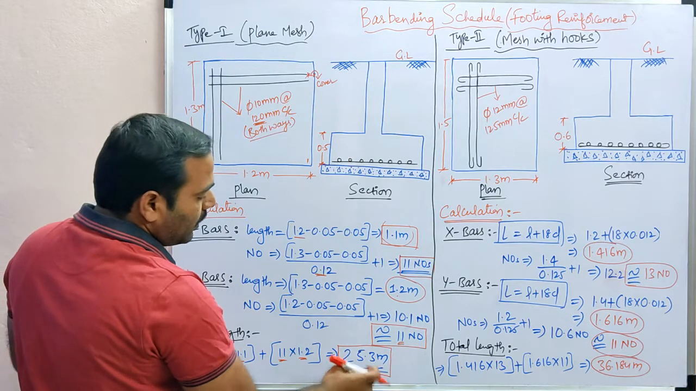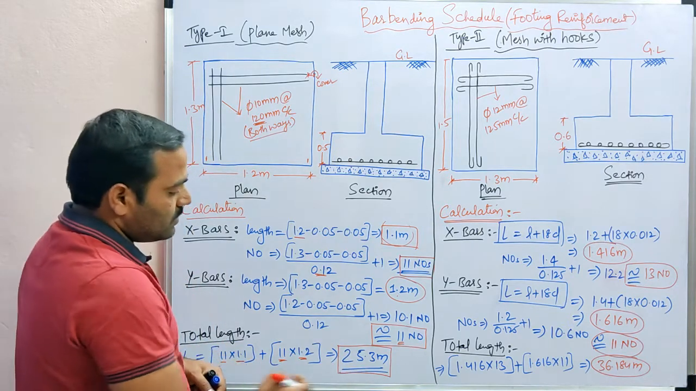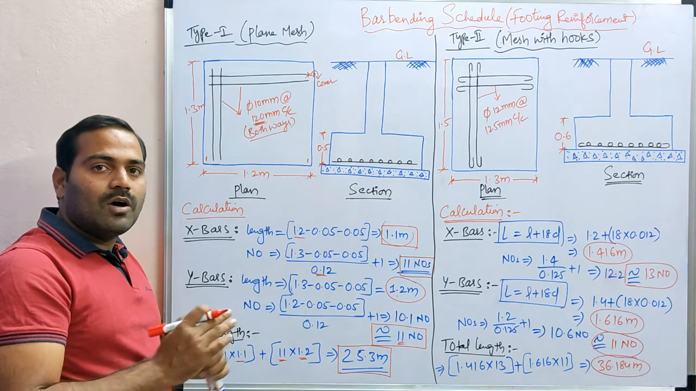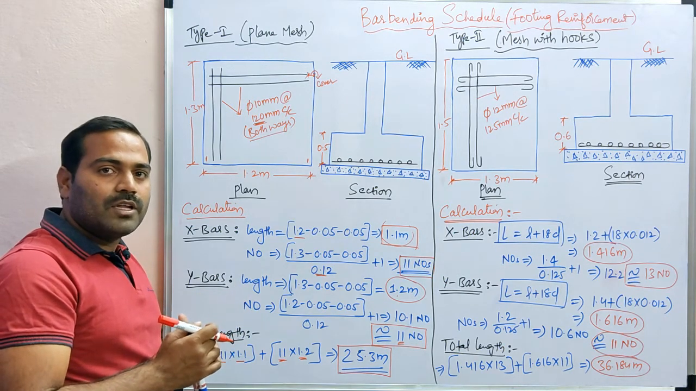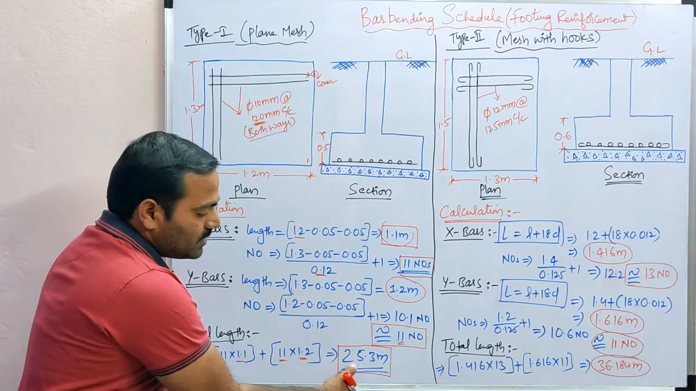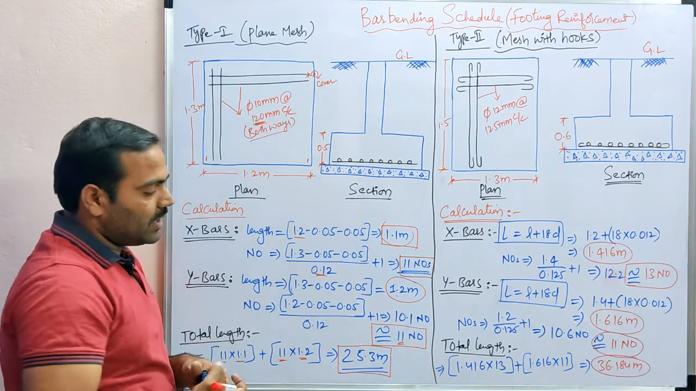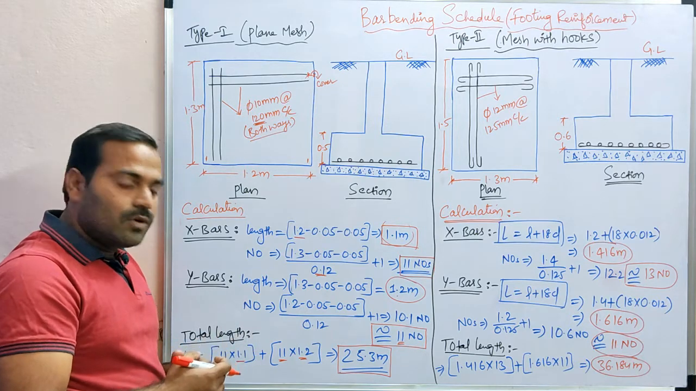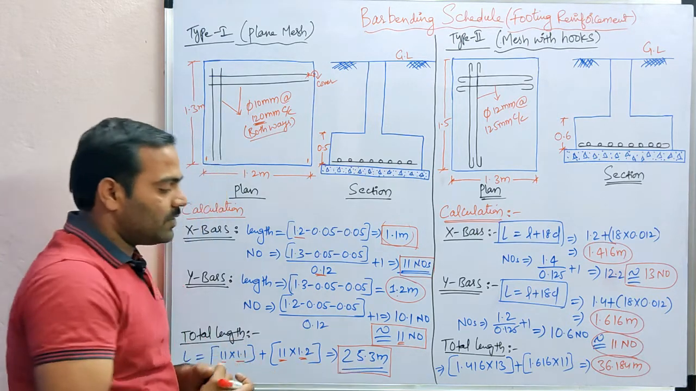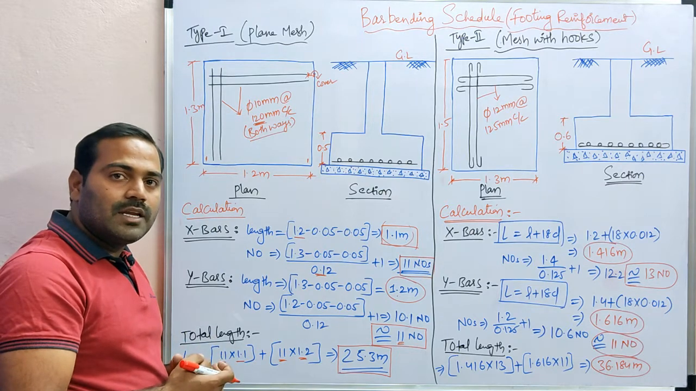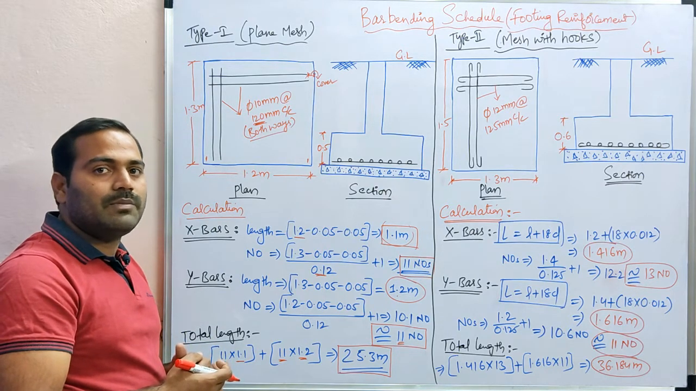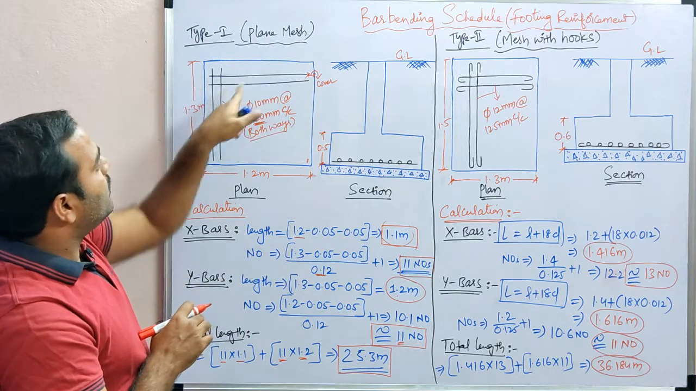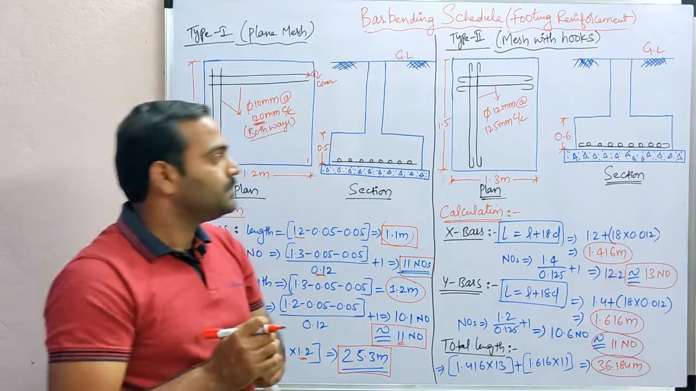So 25.3 meters means, one standard bar length is equal to 12 meters, or approximately 40 feet. So how many bars do we need to take? 12 plus 12 is 24 and extra is left over. That means we need to take 3 bars of 12 meter length. So this is the calculation for plain mesh, that means without any bends or hooks.